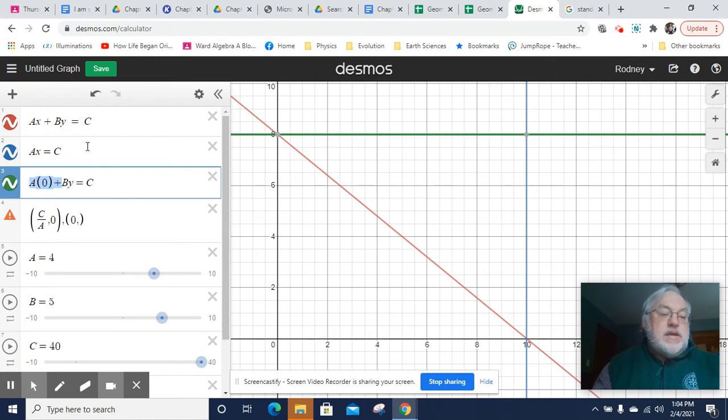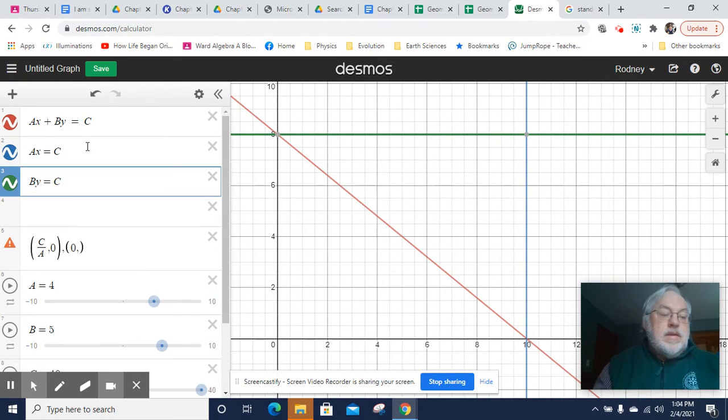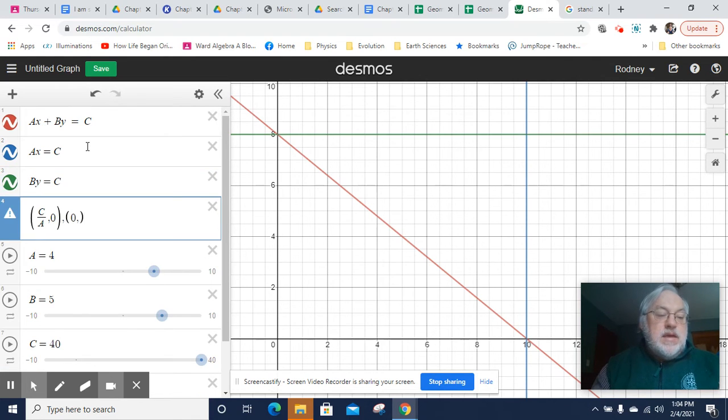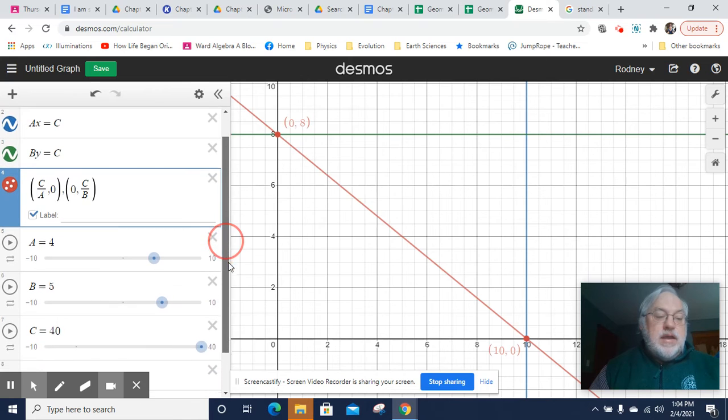And I don't care about A times 0, so I can just delete it. And so now I've got B times Y equals C. So Y is going to be C over B, because I divide both sides by B to get rid of the times B. And Y will be by itself and it'll equal C over B. So there I have a cheat code for the X and Y intercepts for a standard form line.